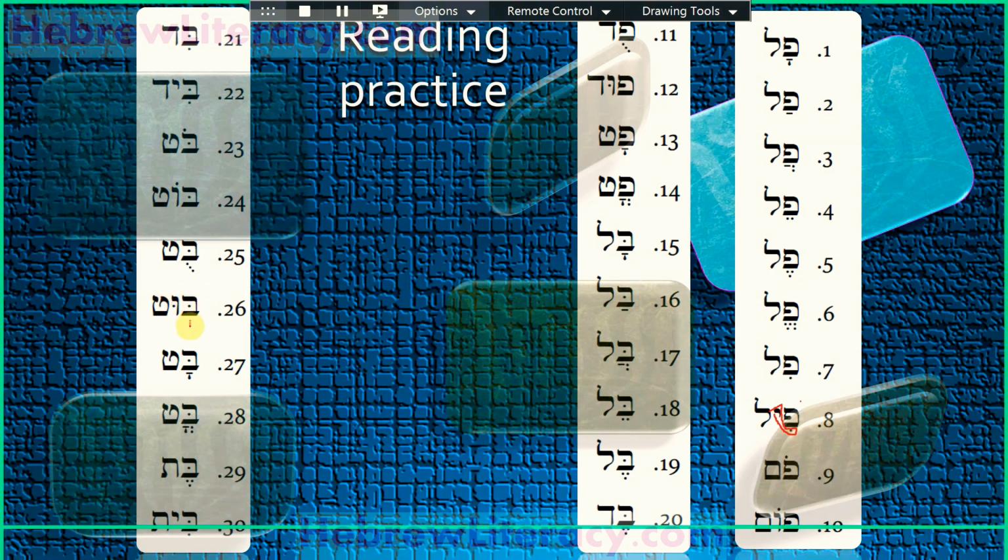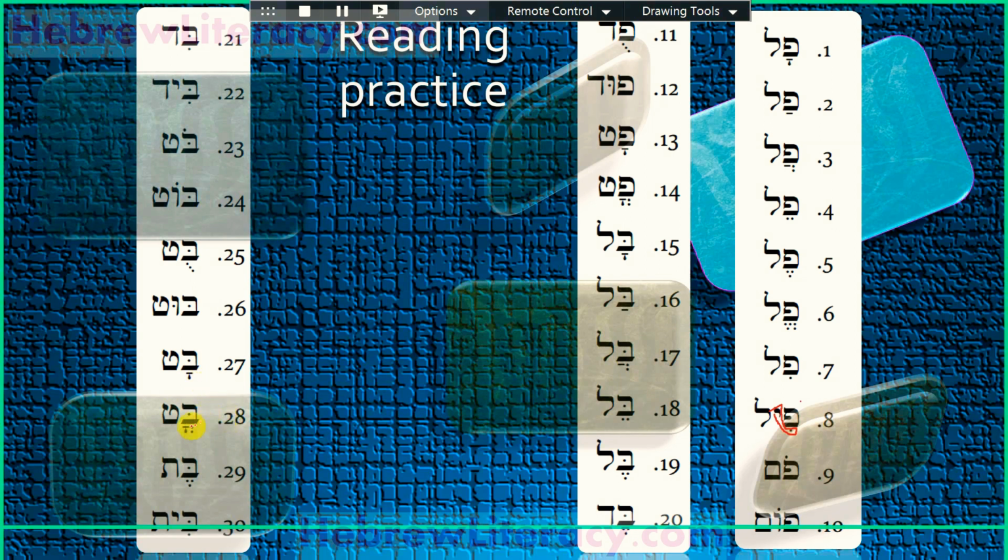So our search pattern, look underneath, nothing. Up, here's the vowel next to. This is a shurik. It's a long u. Boot. Das Boot. All right, 27. Bot. I think they were going for bat there.